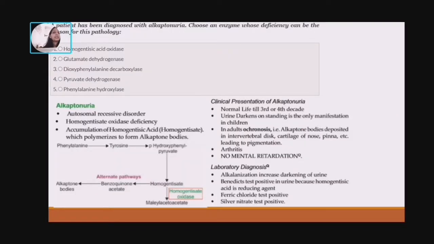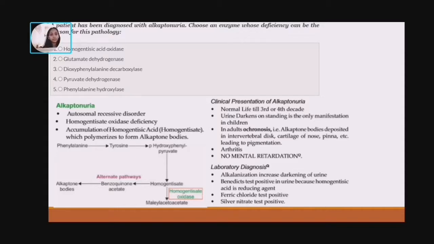Okay, next one. A patient has been diagnosed with Alkaptonuria. Choose an enzyme whose deficiency can be the reason for this pathology. First of all, keep in mind it is an autosomal recessive disorder and it happens due to homogentisate oxidase deficiency. So this is the enzyme responsible for this pathology. So how does this enzyme come into place? Let's see. Phenylalanine is first converted into tyrosine and then into hydroxyphenyl pyruvate and then finally into homogentisate.